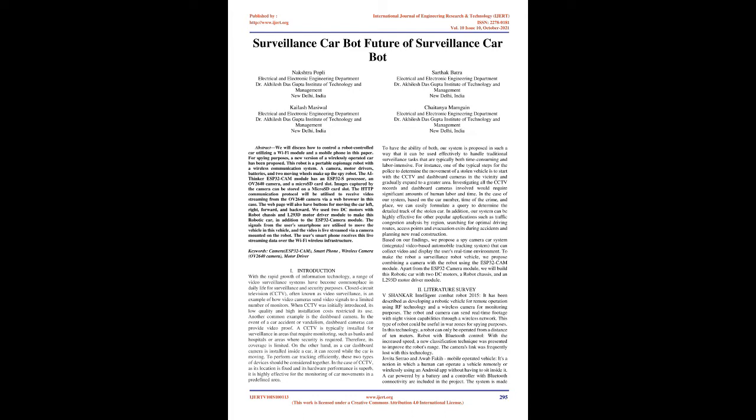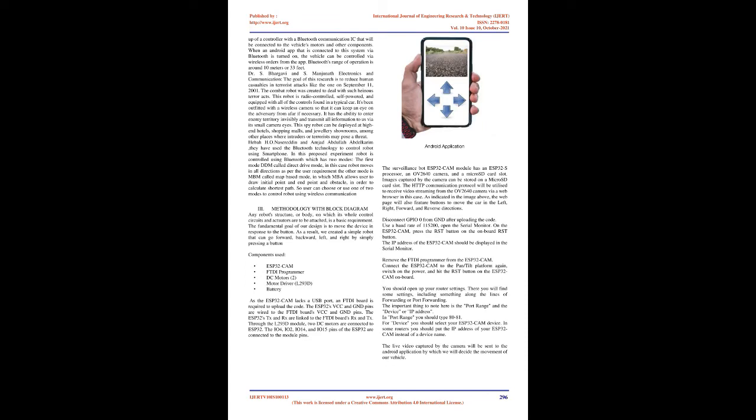2. Literature Survey. V. Shankar, Intelligent Combat Robot, 2015. It has been described as developing a robotic vehicle for remote operation using RF technology and a wireless camera for monitoring purposes. The robot and camera can send real-time footage with night vision capabilities through a wireless network. This type of robot could be useful in war zones for spying purposes. In this technology, a robot can only be operated from a distance of 10 meters.